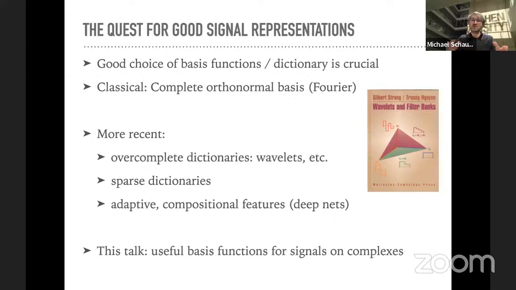And what I want to talk about today is how to find good signal representations for signals that do not reside in a regular domain, such as time, an image, or a video, but signals that reside on a graph and its higher-order extensions, in particular in terms of simplicial complexes.